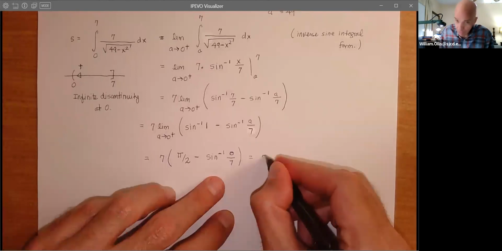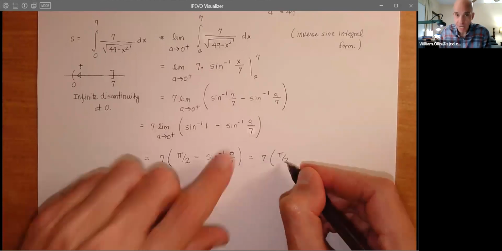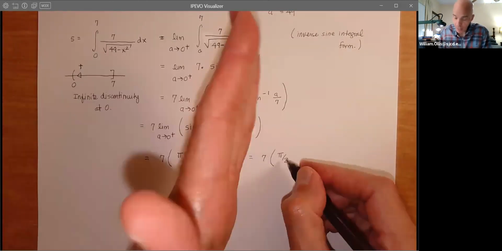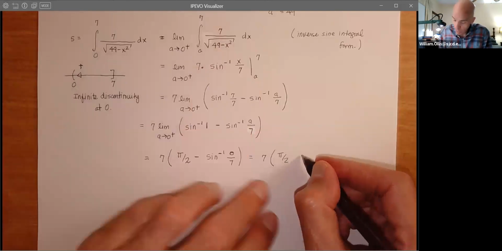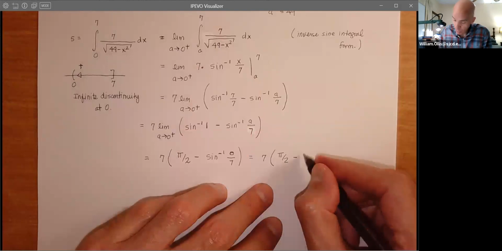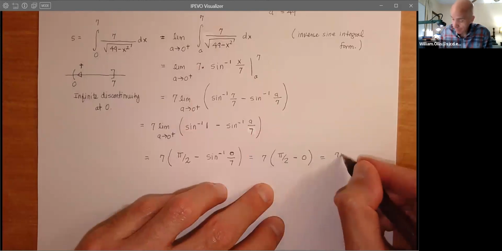So this will be 7 times pi over 2. Again, we use the continuity of the inverse sine function to move the limiting process inside. And this, of course, is sine of 0, which is 0, inverse sine of 0, which is 0. So that gives us 7 pi over 2.